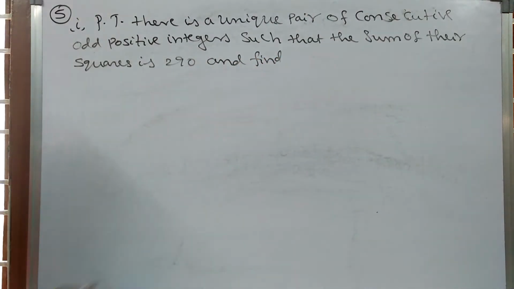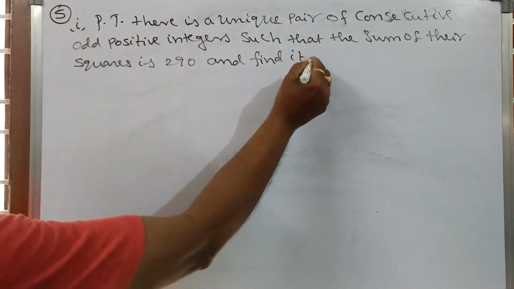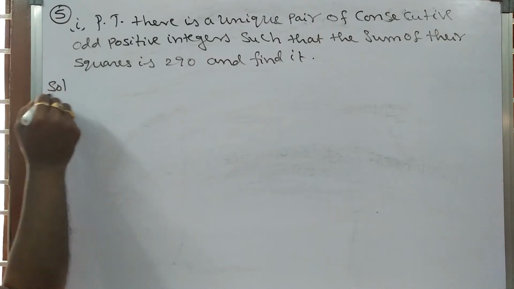We have to prove that there is only one unique pair of consecutive odd positive integers such that the sum of their squares is 290, and find it. Now let us see the solution.